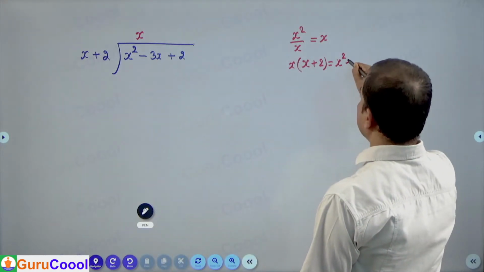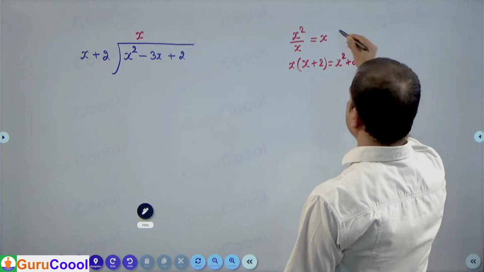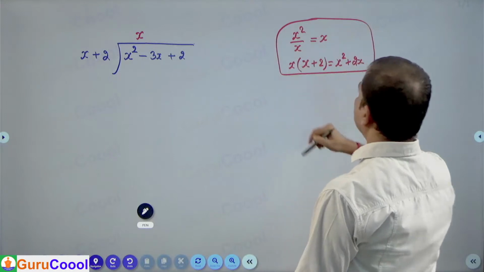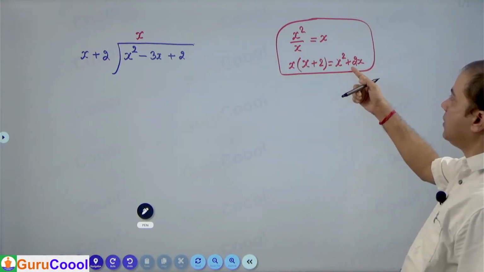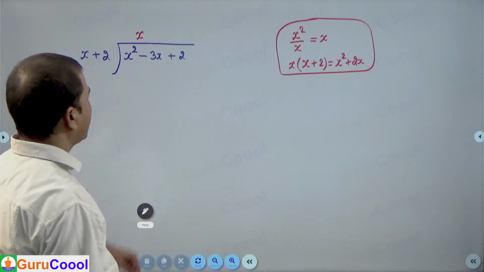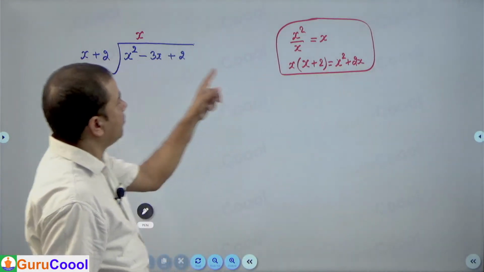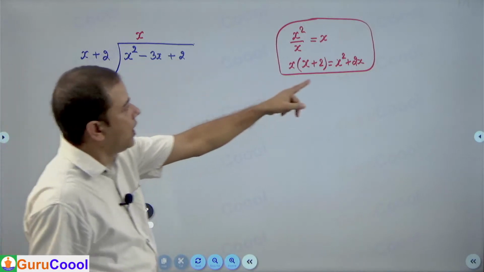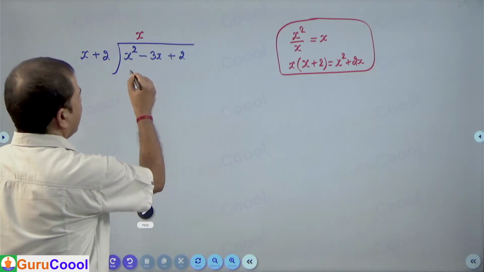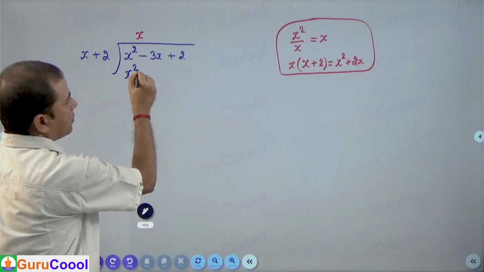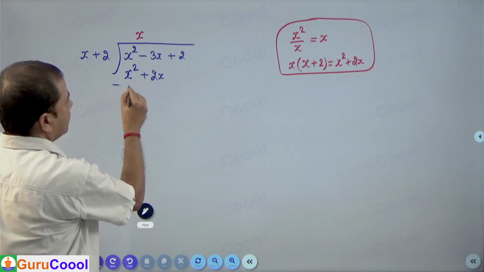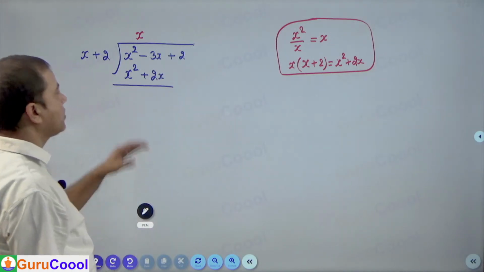X square plus 2x. Where to write this? Below the dividend, sir. Below the dividend, and then subtract. Also make sure that you are writing x square term below the x square term and x term below the x term. So we have x square here plus 2x. Now we have to subtract.